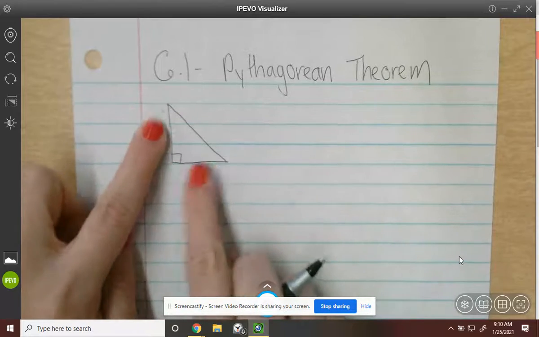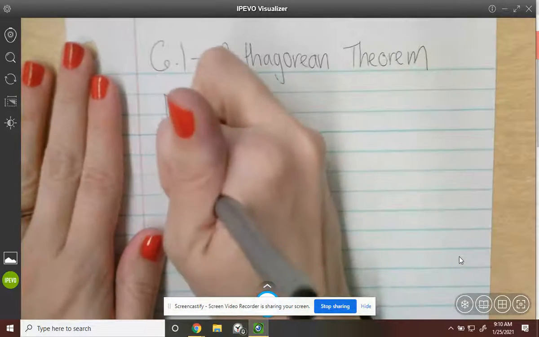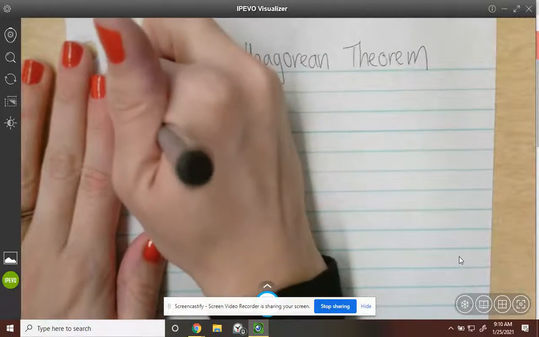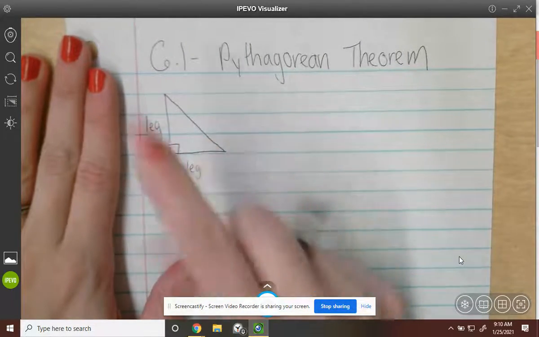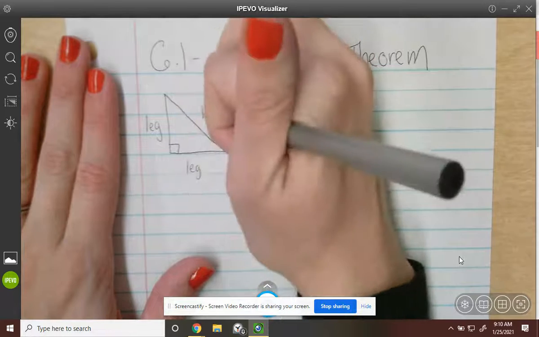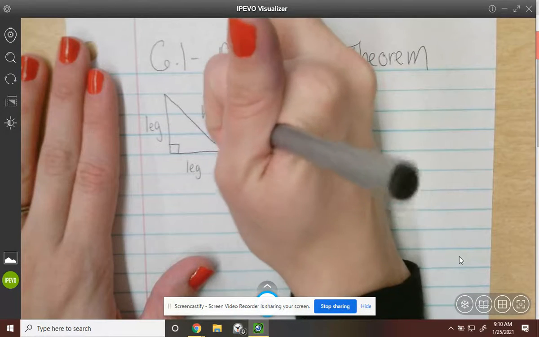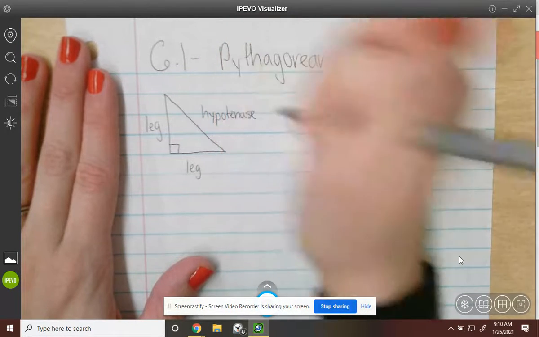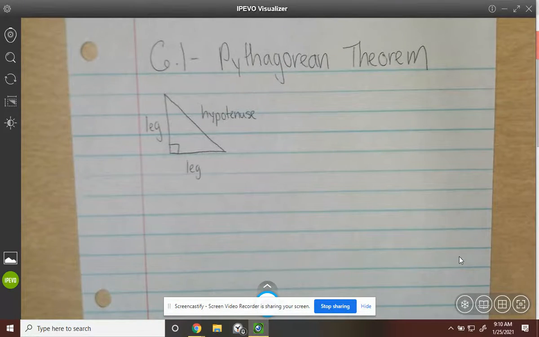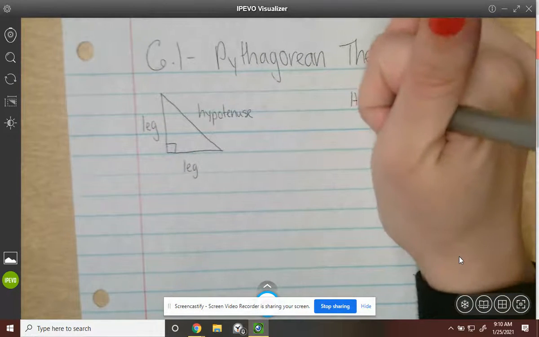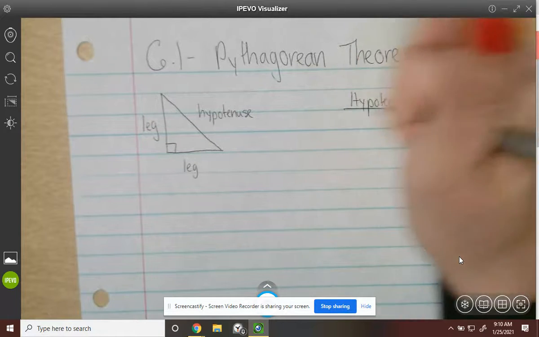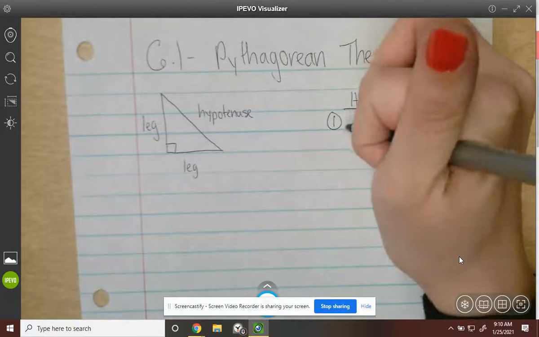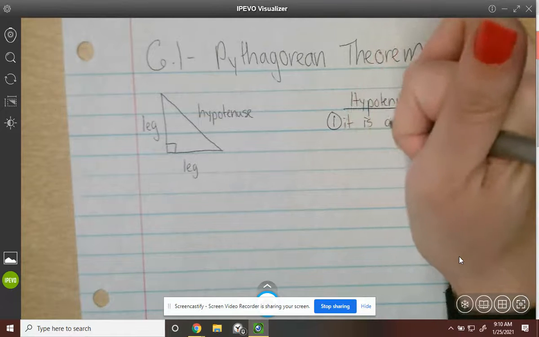So the two sides that make the right angle, we call those legs. And then the side that is across from the right angle, we call that the hypotenuse. Hypotenuse. There are some things about the hypotenuse that you need to know.